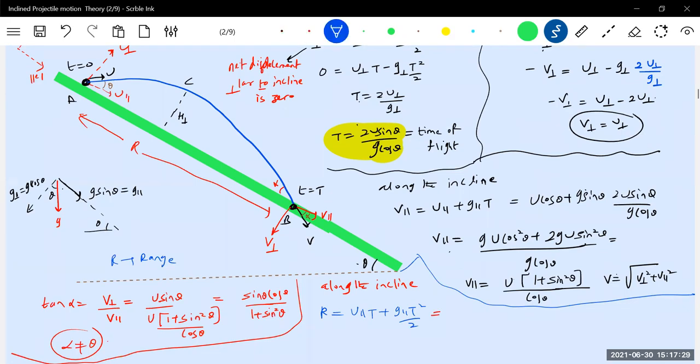U parallel is U cos theta. This I think will end up with a very lengthy equation. I'll just leave it. It's a range, or we'll solve one, no problem.